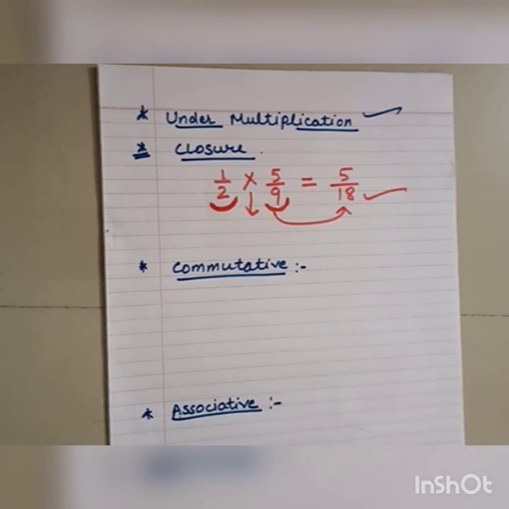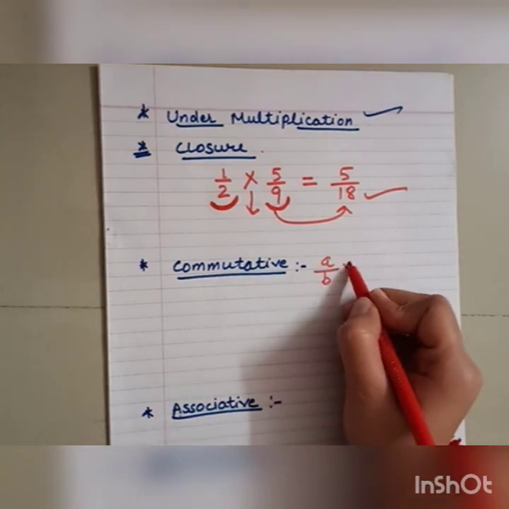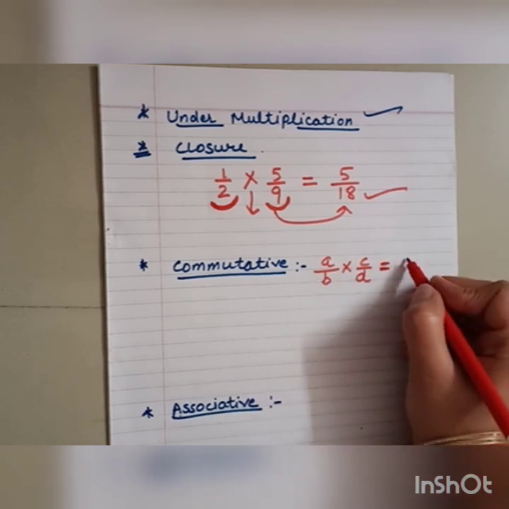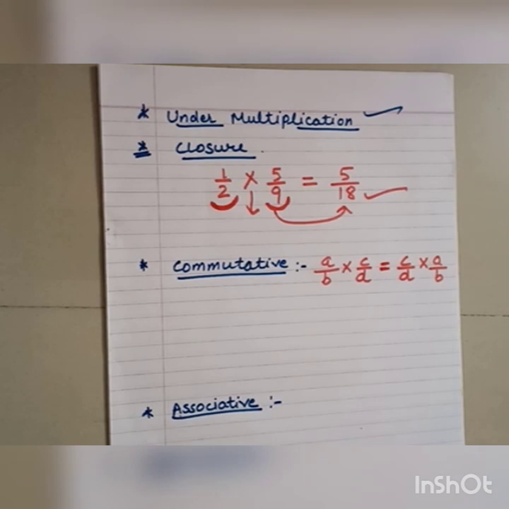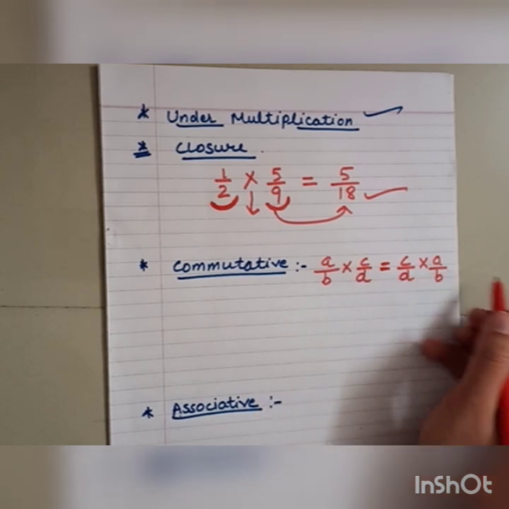Okay, so check the next, the commutative property. In the commutative property we have to verify that a by b into c by d, when we multiply these two rational numbers, on the left hand side and right hand side, we multiply these two rational numbers by changing their place. If we get the same value, then the commutative property is satisfied. Okay, you have to take different examples. In addition, for commutative, we took same denominator examples only to make your topic clear. a by b into c by d is equal to c by d into a by b.